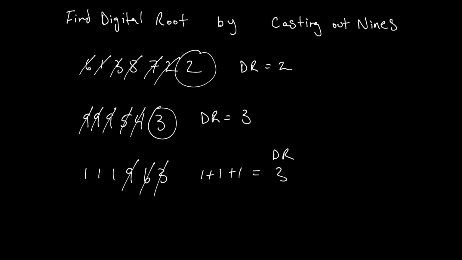I hope you guys can understand this concept. It's pretty simple. We're just finding the digital root by casting out 9s. If you guys have trouble, go through, watch it again. It's a pretty simple concept. I'm sure you guys can understand just by going through a couple times. Give us a couple practices.